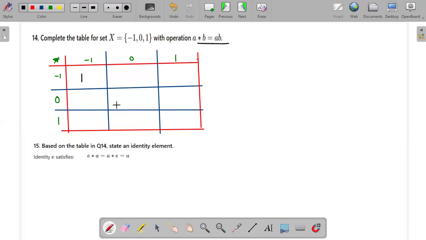So I'm using this rule here. And then minus 1 star 0, that would be minus 1 multiplied by 0. This would be 0. Then minus 1 star 1, that would be minus 1 because it's minus 1 multiplied by 1. Then I go to the 0, 0 star minus 1, that would be 0, 0 star 0, 0, 0 star 1, there is still 0. Then 1 star minus 1, I get minus 1. 1 star 0, I get 0. 1 star 1, I get 1. Okay, so I've completed the table here by using this rule.